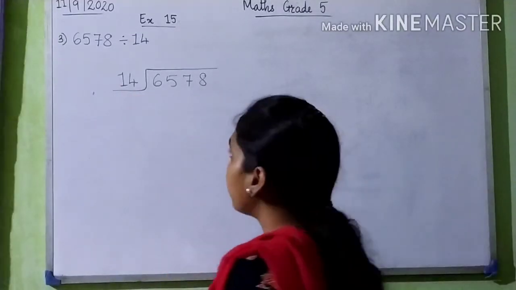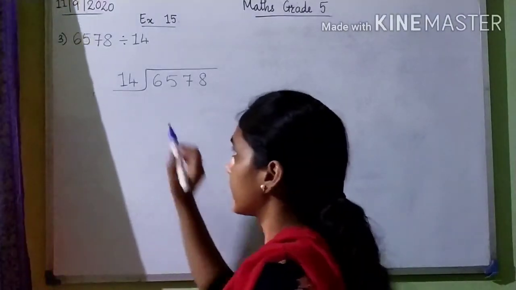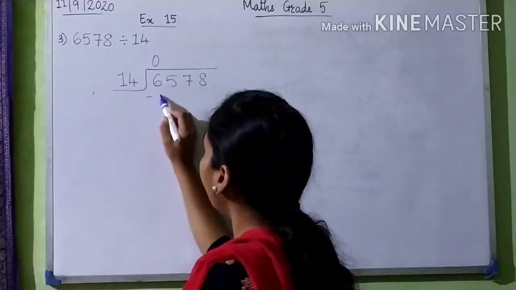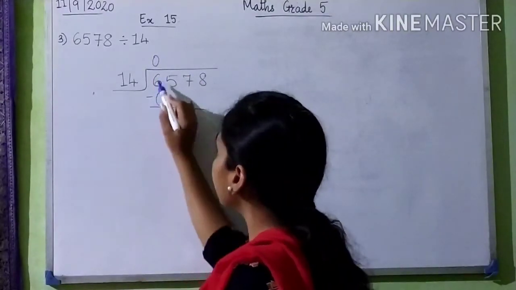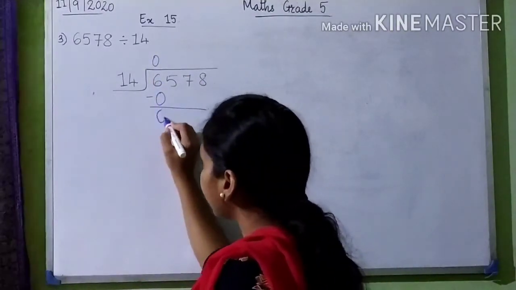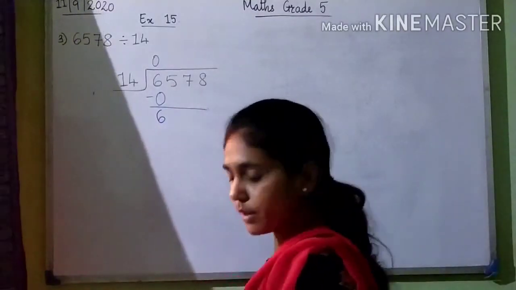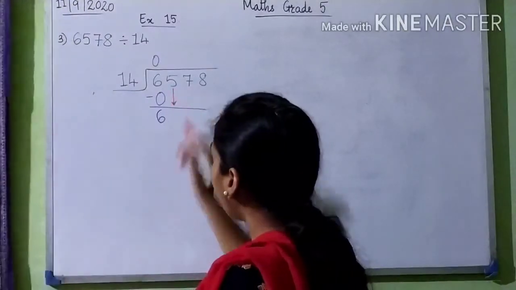First I will see the first number. The first number is 6. 6 is lesser than 14. So I will write 14 zeros are 0, and 6 minus 0 is 6. So I write 6 here. Now I will take the next number down. The next number is 5. I will take it down.